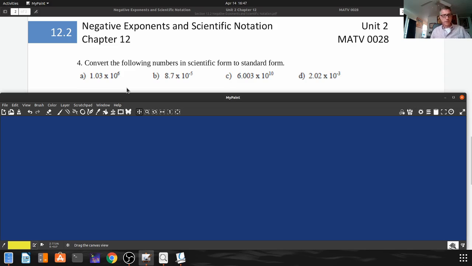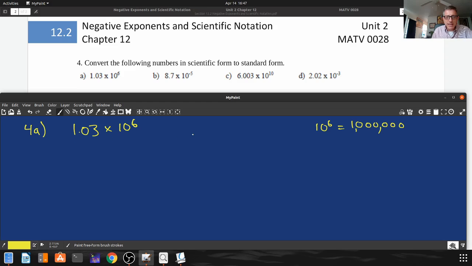So let's look at the first one. Again, it's not difficult, and just thinking about things right at the very beginning will help you not make mistakes. So we're given 1.03 times 10 to the 6th. So 10 to the 6 is a big number. 10 to the 6 is equal to 1 with 6 zeros. So that's a really big number. So I'm going to be multiplying a really big number, 10 to the 6 times 1.03.